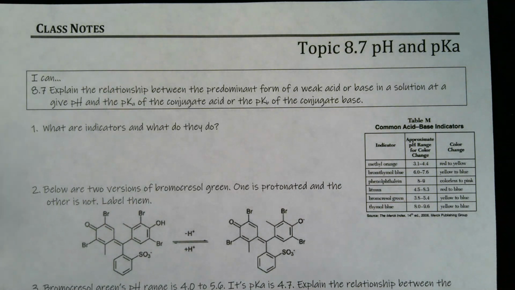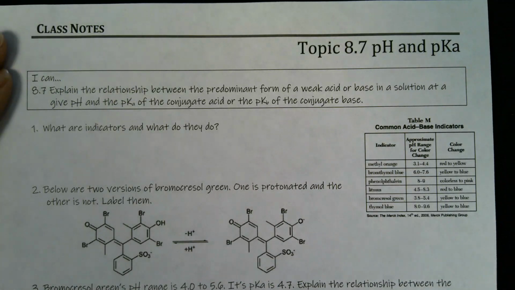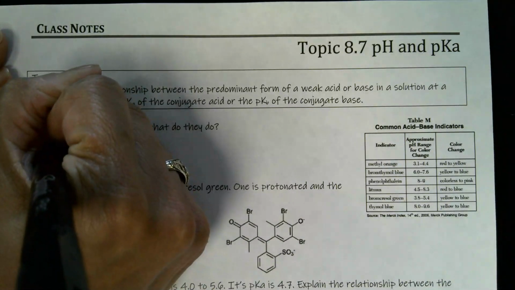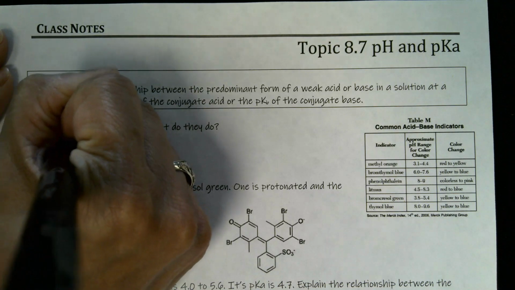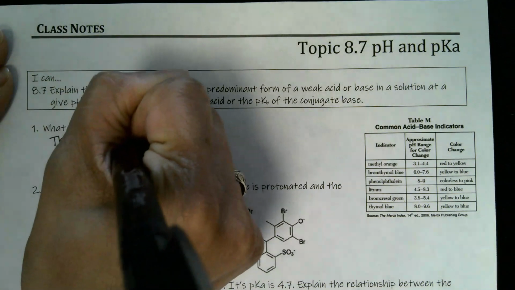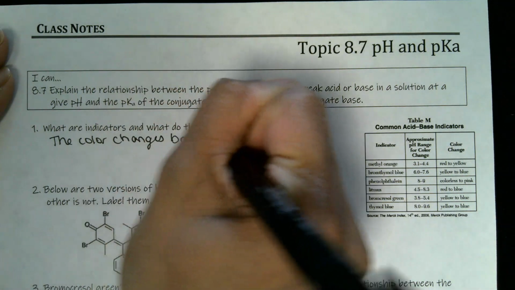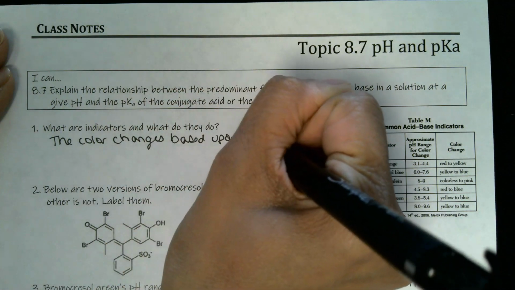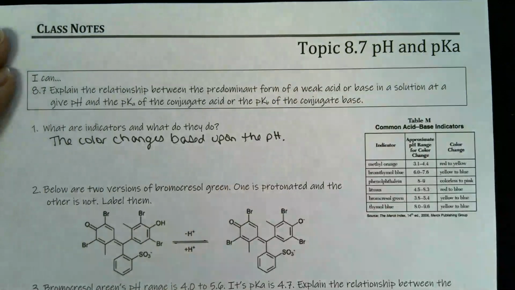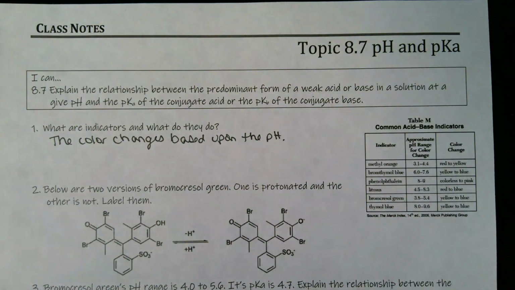So indicators are something that change, or pretty much tell us, if something is changing or the presence of something. In the case of pH indicators, the color changes based upon the pH. And that color changes basically because of what happens with a hydrogen ion, or a proton.